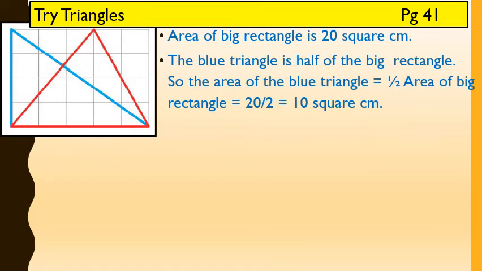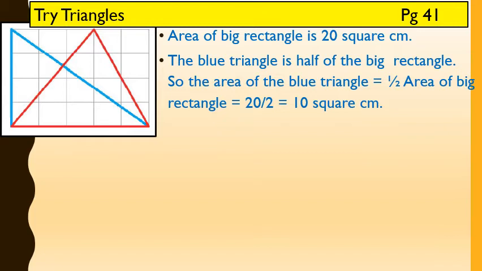Five squares are there in the first line, 5 squares in the second line, 5 squares in the third line and 5 squares in the fourth line. So we have 4 lines of 5 squares. So this big rectangle occupies 20 squares. The area of the big rectangle is 20 square centimeter.